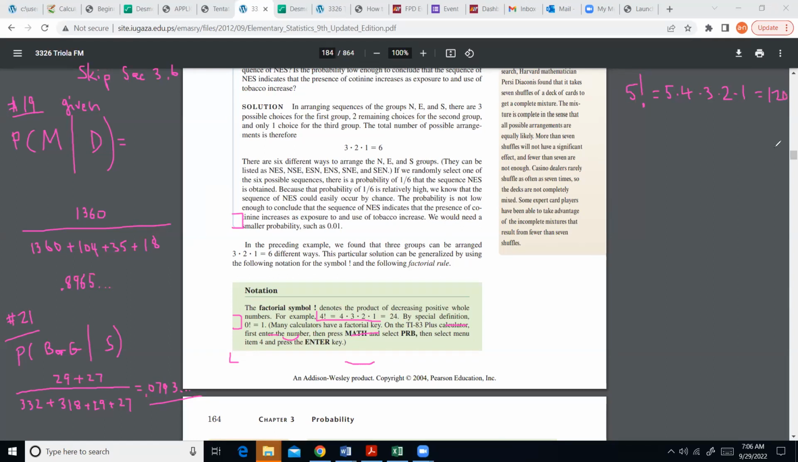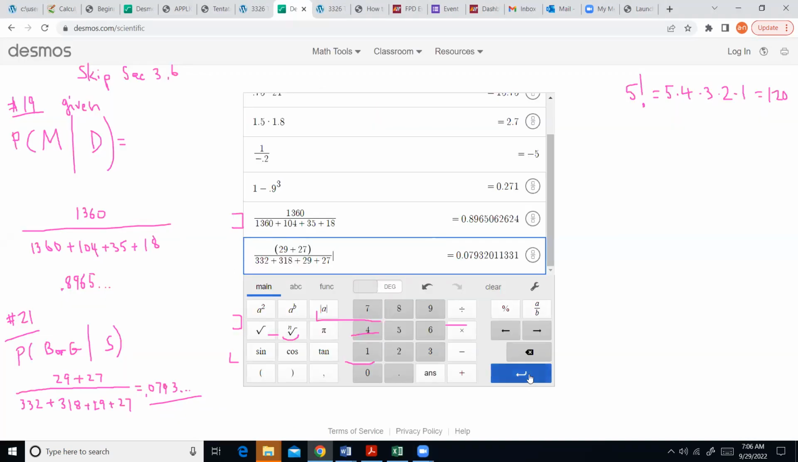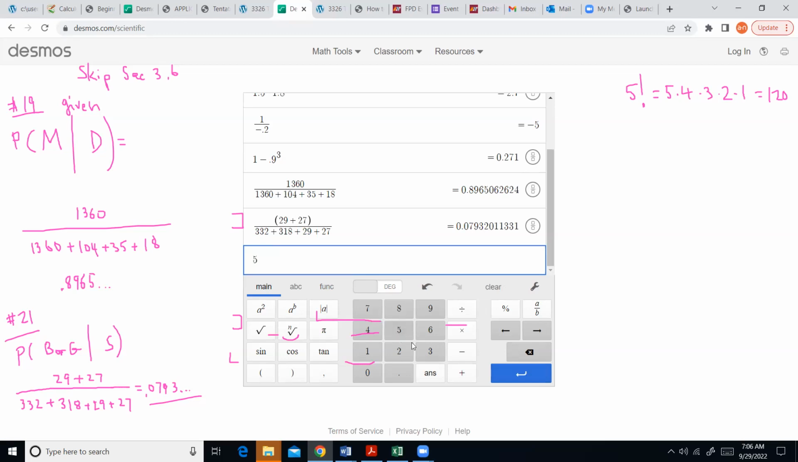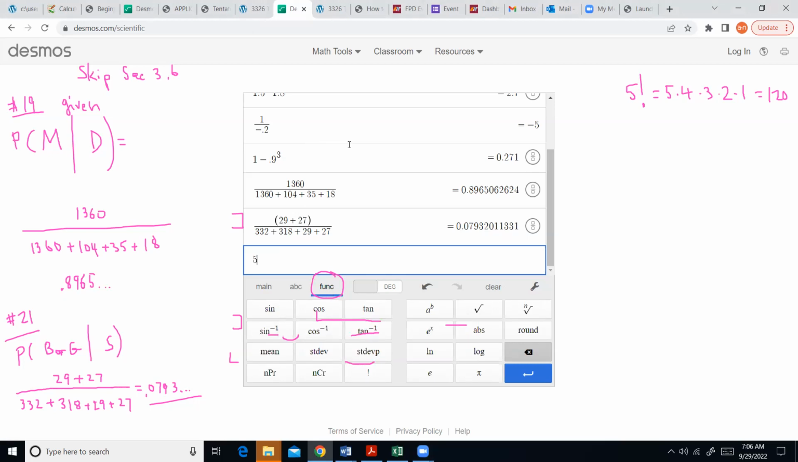So, factorial calculations. It turns out that the calculator we have here has that special factorial symbol in it. So if I wanted to put 5 and then find that exclamation mark, which is called factorial, I need to select functions. And then you will see on the last row the factorial symbol. So you could just click on it and get that same 120. So there is a way to use the calculator for these factorials.